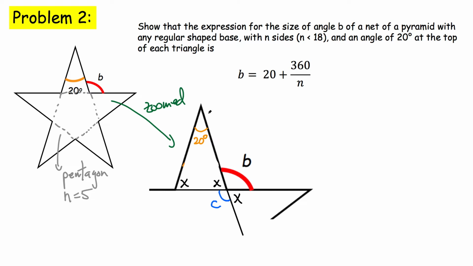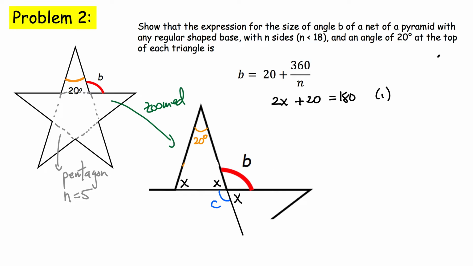First of all, let's focus on this isosceles triangle. I know that if I add all of the angles inside the isosceles triangle, I better have 180. So 2x plus the angle 20 must be equal to 180. I'm just going to call this equation 1. I'm not going to simplify it for now. We'll just leave it like this.